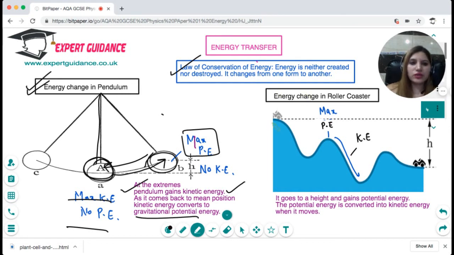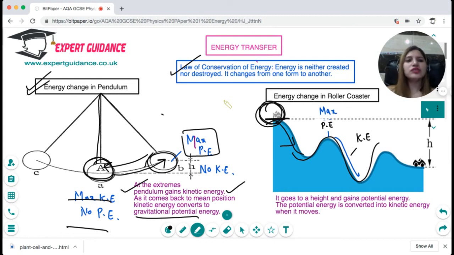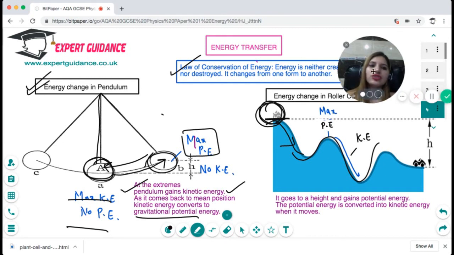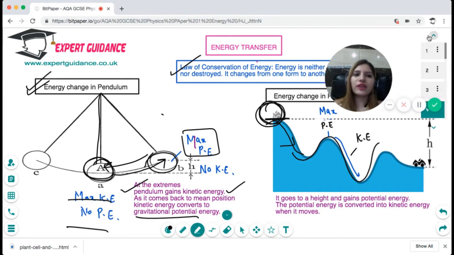In the roller coaster, when it moves to a height, the maximum energy it has, it gains in the form of potential energy. But when it falls down, that potential energy gets converted into kinetic energy, and it comes down with the greatest speed. In the exam, you can get different examples. For example, a torch converts electrical energy into light and heat energy. The bulb is also converting electrical energy into light and heat energy. So you should know all these different forms of energy and how they get transferred from one type to another.